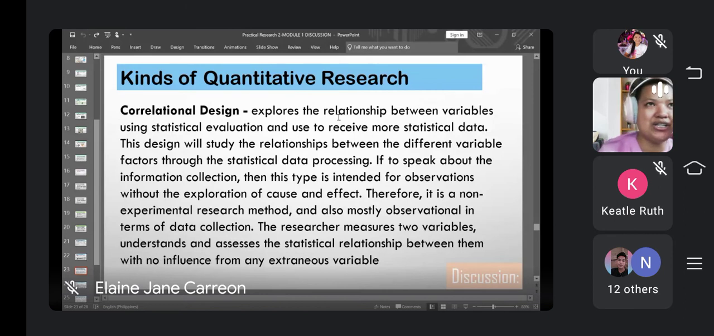Next, correlation. Okay, correlation design is mostly used by senior high school students because it only explores the relationship between two or more variables. Let me give you an example. Madali na lang i-digest para sa inyo.